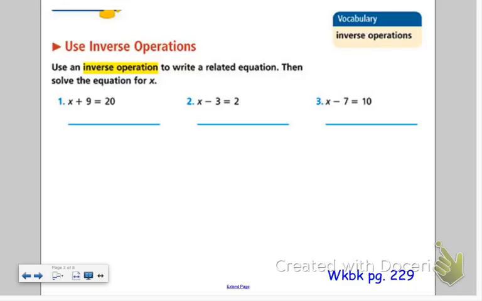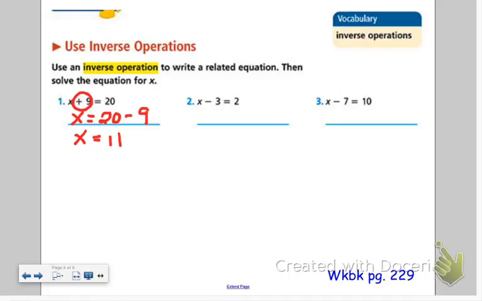If I want to get x all by itself, I'm going to have to get rid of this 9 here. Right now I'm adding 9, so the inverse operation would be to subtract 9. So x is equal to 20 minus 9, and when I solve, 20 minus 9 is 11. X is equal to 11.